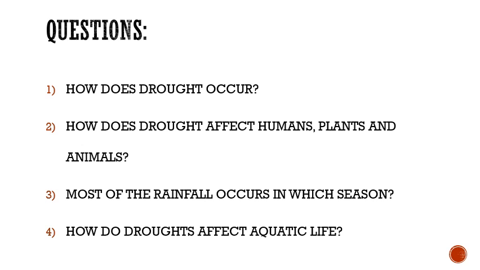And 3. Most of the rainfall occurs in which season? And number 4. How do droughts affect aquatic life?